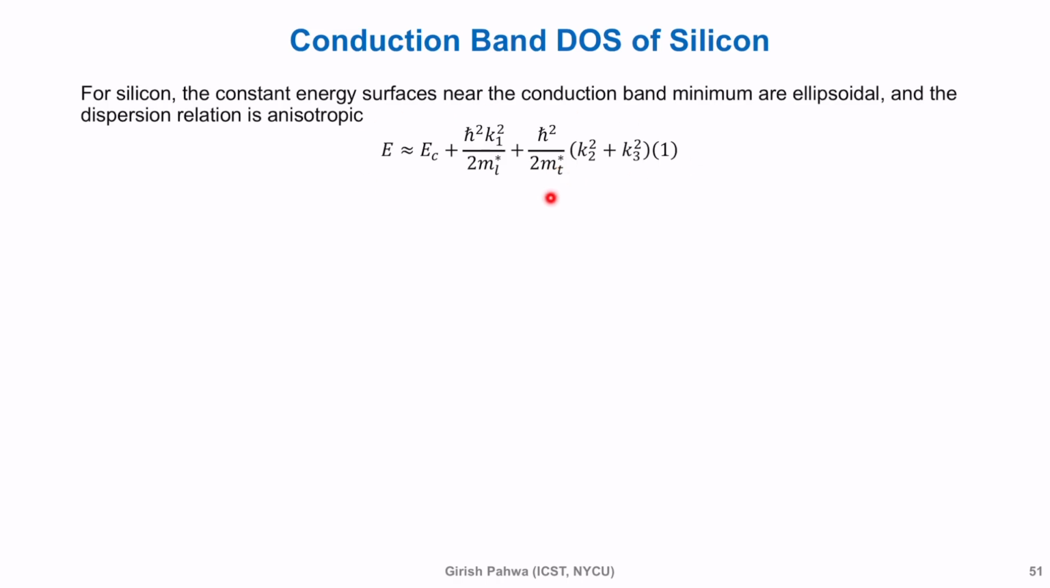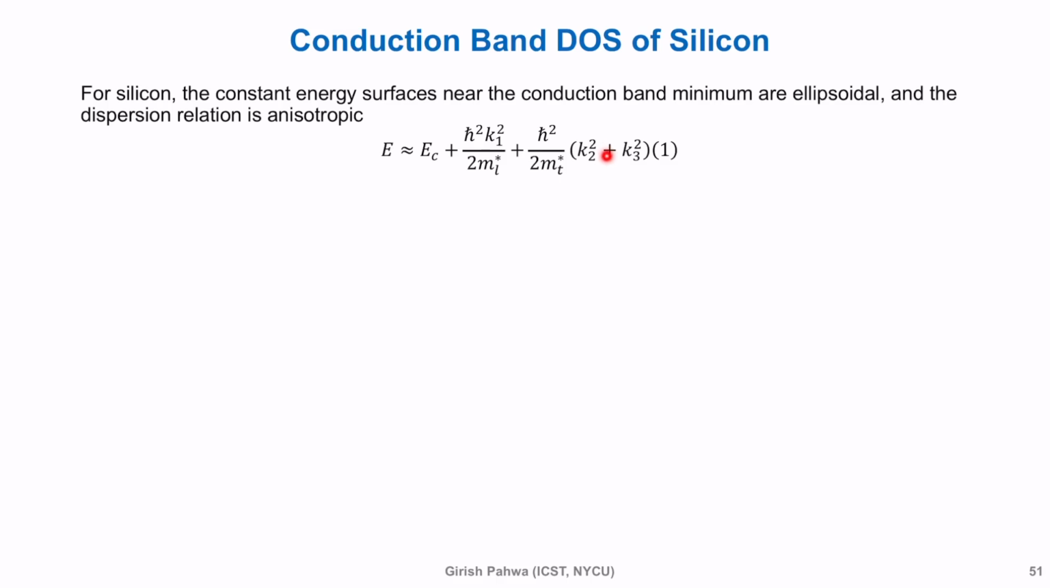Now, how do I handle this equation? Because in the case of a sphere, it was easy. It was simple because k1 square, k2 square, k3 square all had the same coefficient. So you took the coefficient out, and k1 square plus k2 square plus k3 square became k square, and that became the radius of the sphere. What do we do here? It can't be done in the same way.